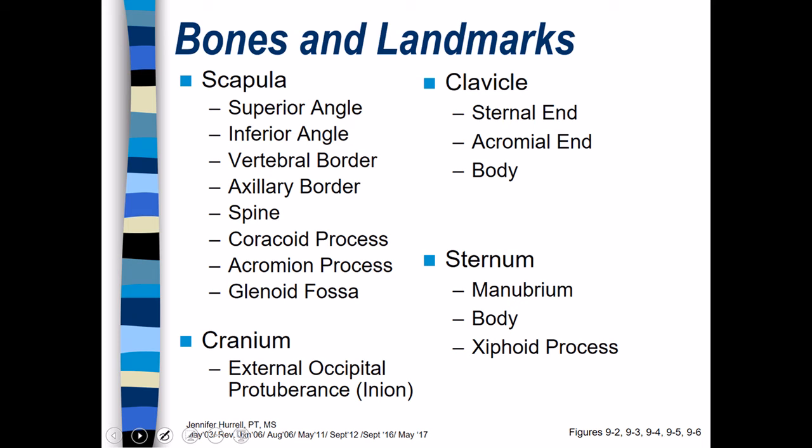The axillary border shoots out laterally from the inferior angle. That's the axillary border facing the axilla. The spine of the scapula is going to be this posterior ridge that projects out laterally. We've got the coracoid process, which is the anterior projection off of the scapula. The acromion process, the lateral projection that rises from the spine. So the spine projects out laterally, turns into the acromion process. And finally, the glenoid fossa, which is this hollow area here on the lateral aspect.